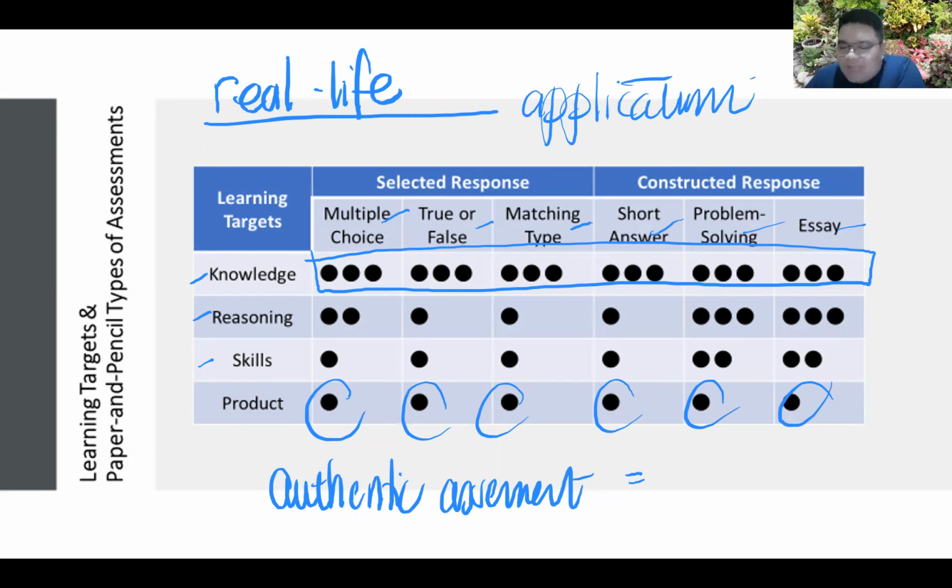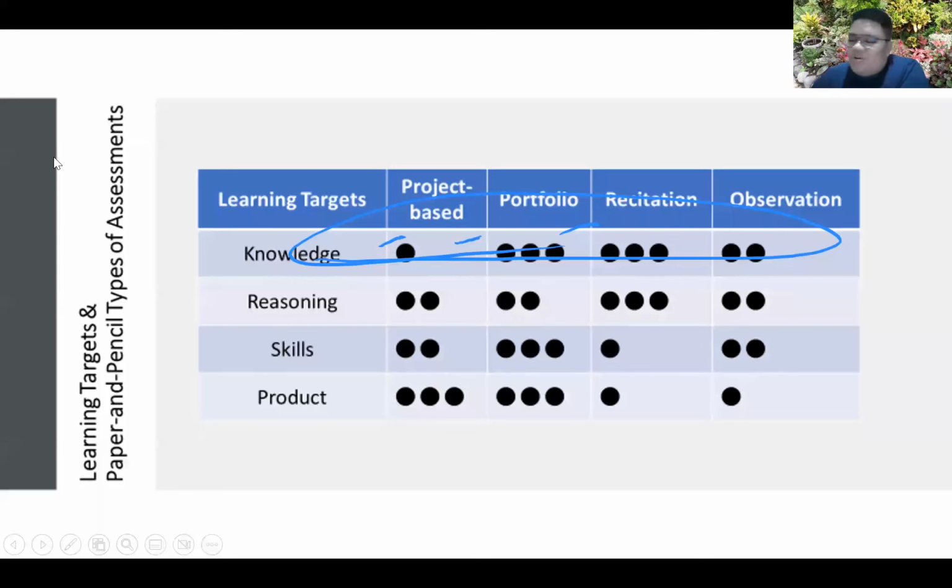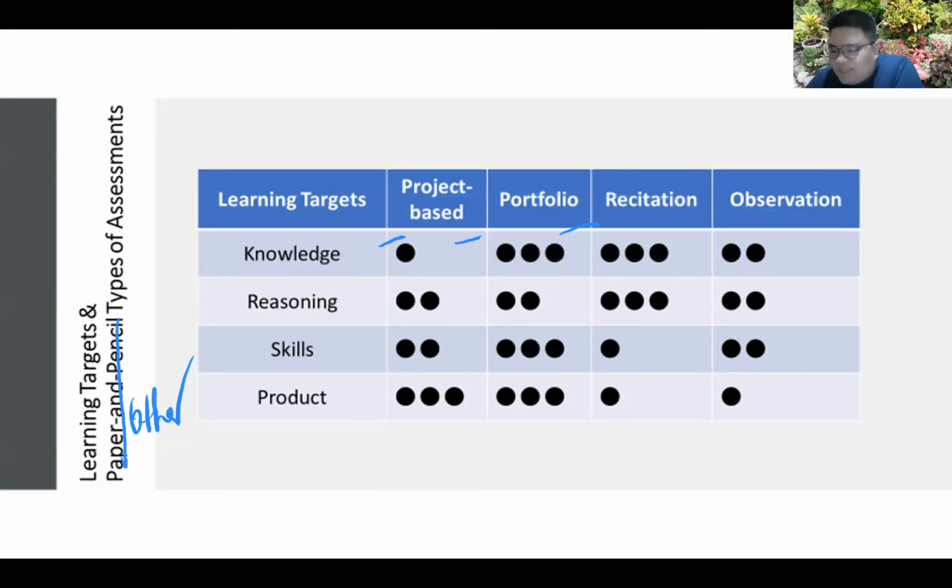That's why we look at products and skills. Skills and product are considered higher levels of learning targets compared to knowledge and reasoning. So as you can see, multiple choice, true or false, and matching type are weak in skills and product. With that, other types of assessment are being recommended. So class, for example, you have project-based assessment, portfolio, recitation, and observation.